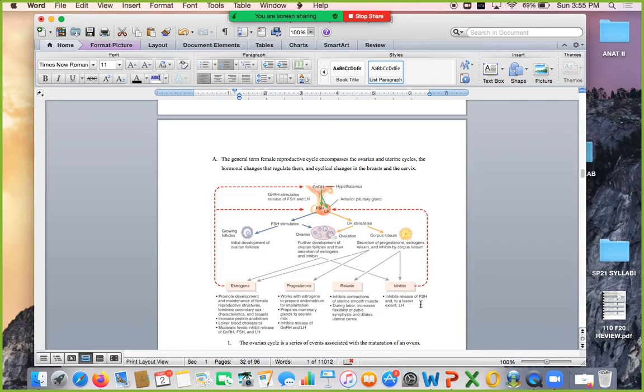Inhibin is going to help inhibit the release of FSH and LH. So inhibin is going to, again, be an upstream inhibitor of its own creation, if that makes sense.